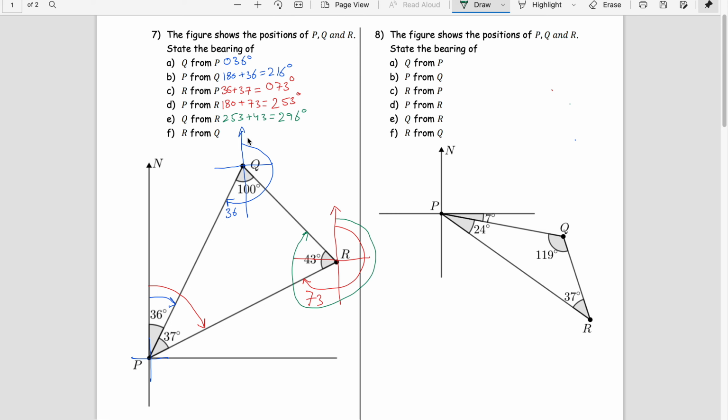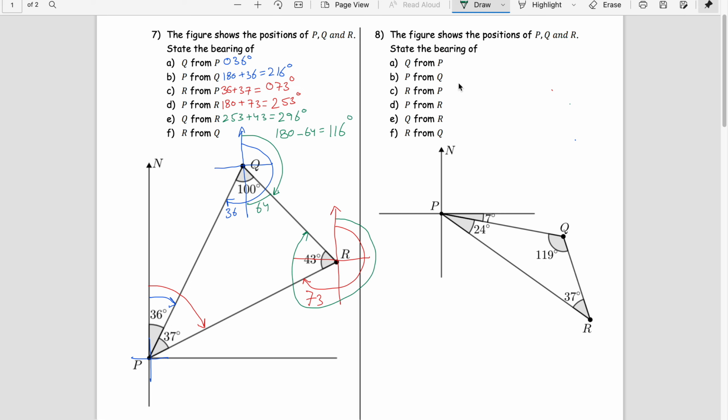Last part says bearing of R from Q. Bearing of R from Q is this angle. So this was 36 and this was 100. If you take away this 36, you know that this section would be 64. To get this required angle, you can now subtract 64 from 180 and get your bearing as 116 degrees.